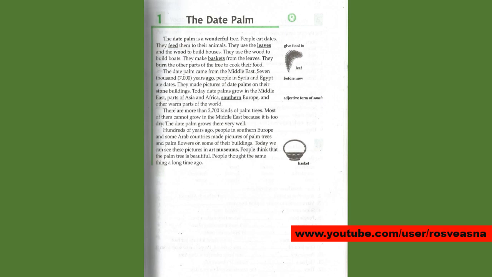Today, date palms grow in the Middle East, parts of Asia and Africa, southern Europe, and other warm parts of the world. There are more than 2,700 kinds of palm trees. Most of them cannot grow in the Middle East because it is too dry. The date palm grows there very well.